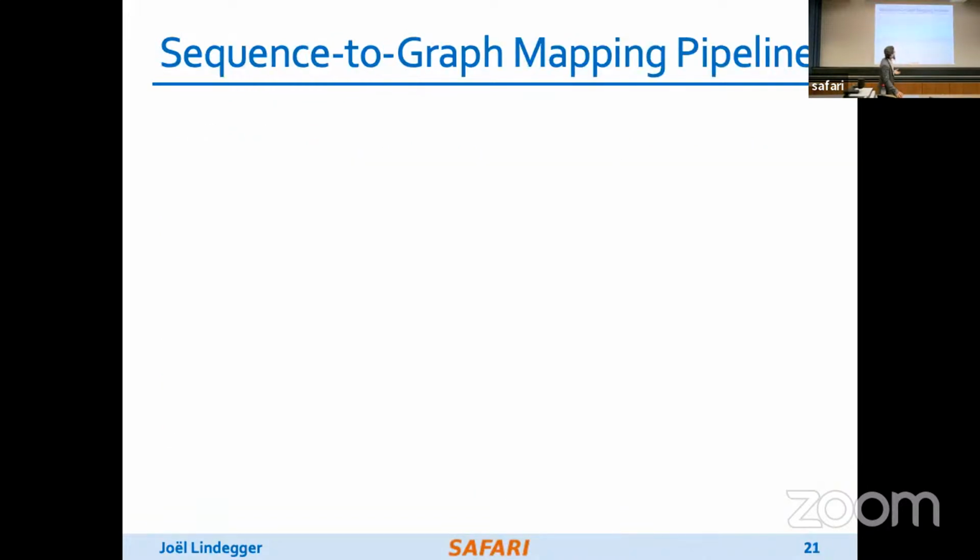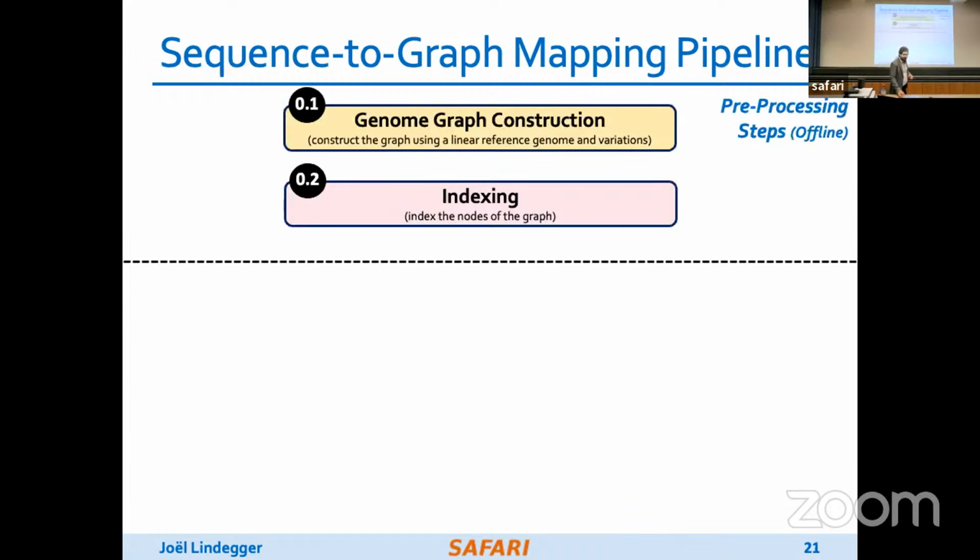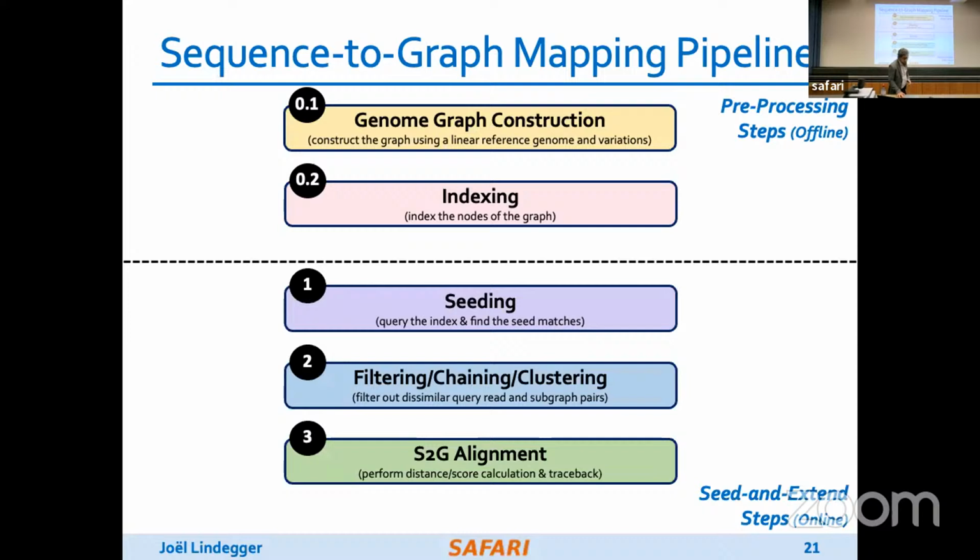So we have our graphs now. How do we map to them? Mapping to a graph looks fairly similar to mapping to a sequence. So we start with some pre-processing steps. We construct some genome graph, and we construct an index. And both of these can be offline pre-processing steps. So you compute these once, throw them to storage or RAM, and then they don't really count to your runtime, basically. Then during your runtime, you have these 3 steps down here.